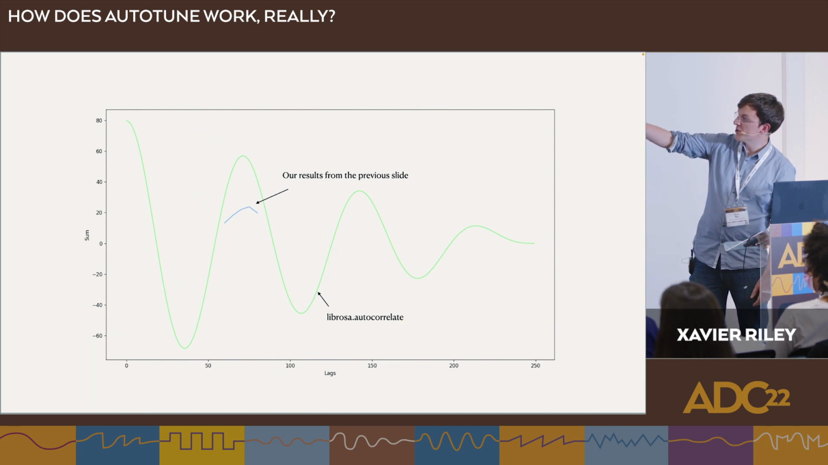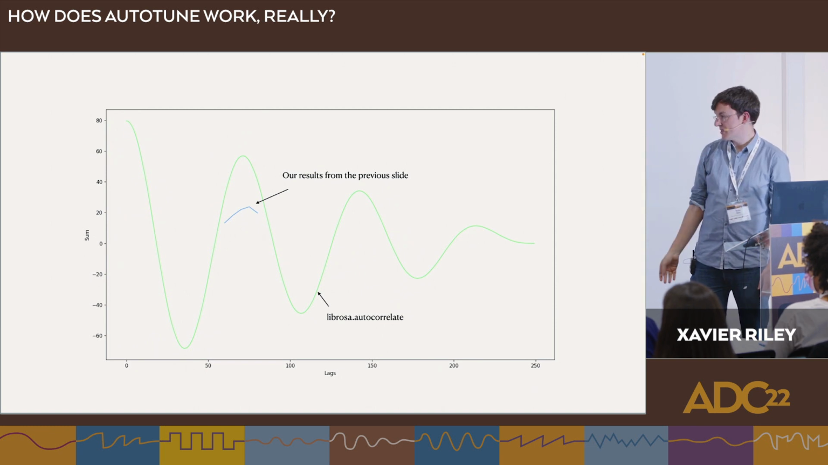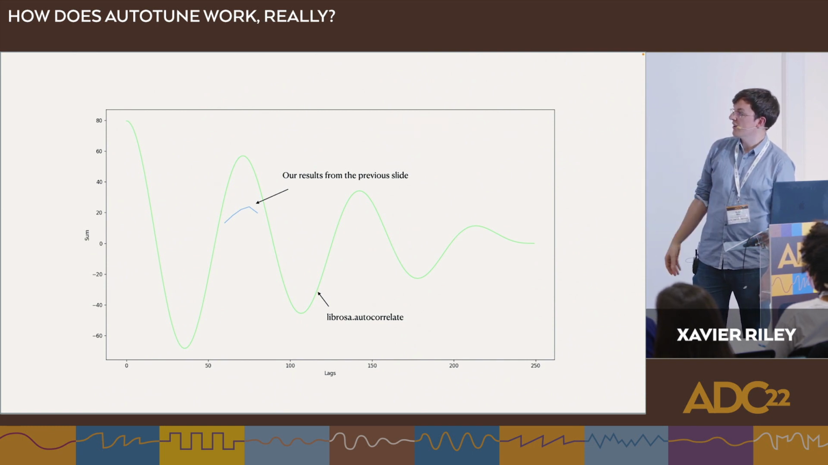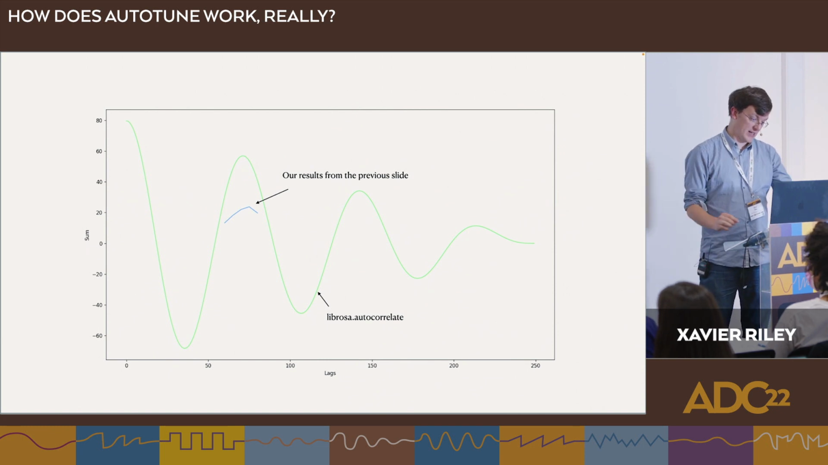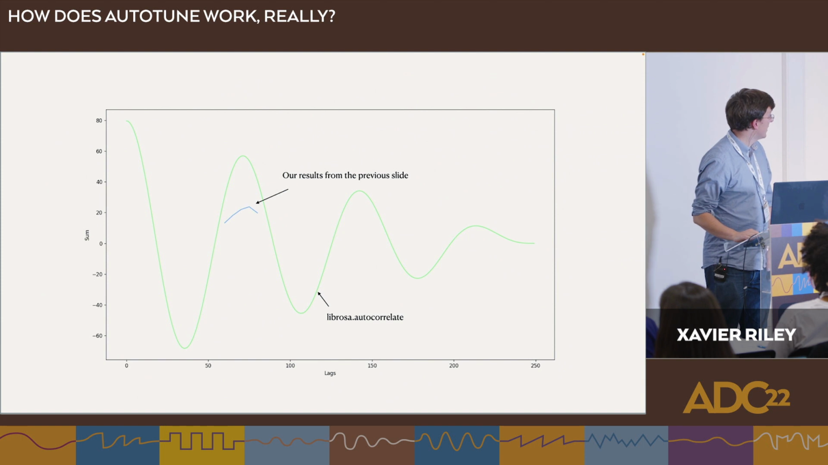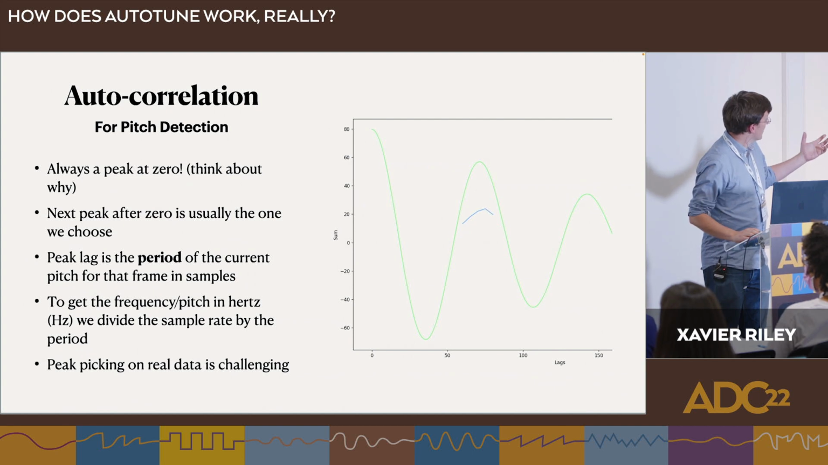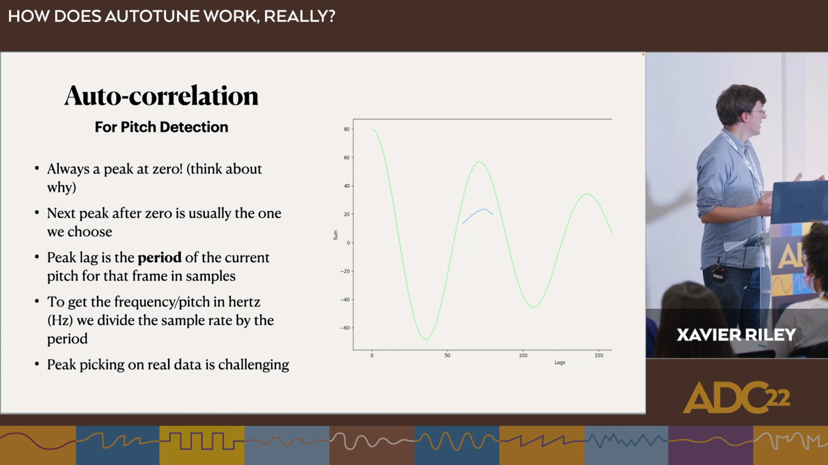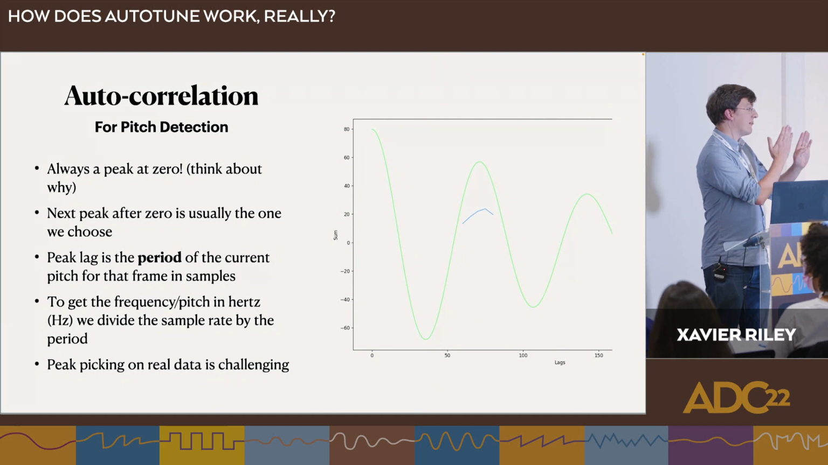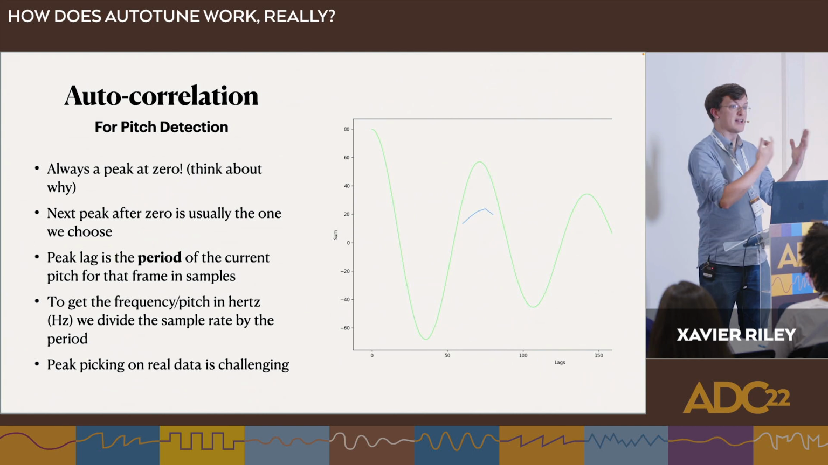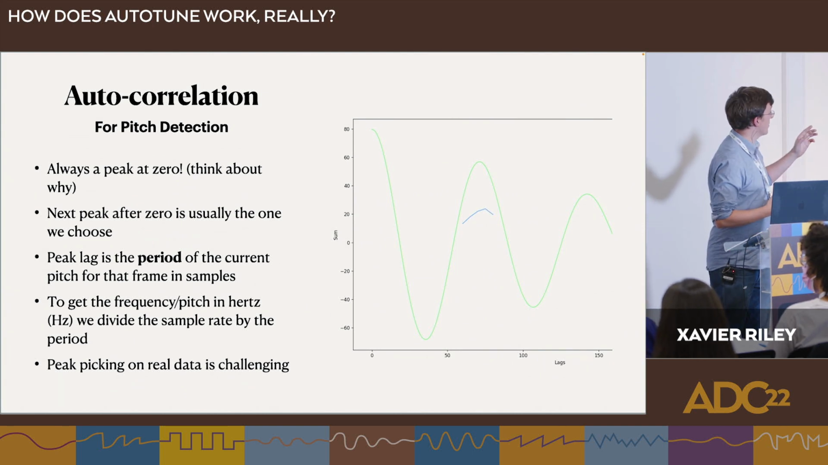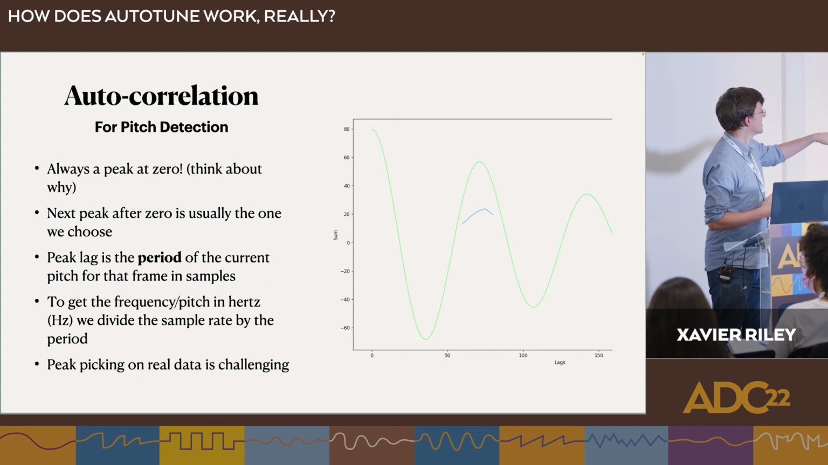So our few toy results from the previous slide put us, if we plot them, about there. If I use a function from librosa, which is a Python library for doing these things, you can see the ground truth autocorrelation shows a peak around 70, which is the period of that previous example. And so with autocorrelation, there's always a peak at 0. You can have a think about why. It's because if you compare it with itself at 0 lag, it will always be exactly the same. And so typically when we're doing pitch detection, we choose the next peak after the 0 peak.